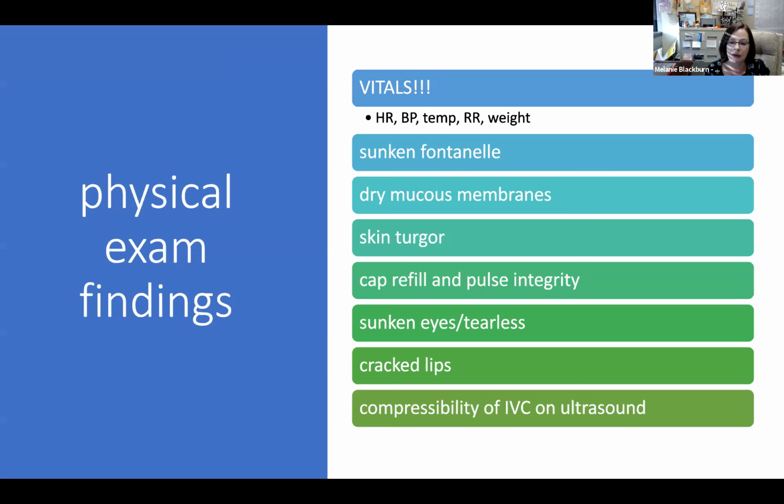And this one is for Dr. Norton. If you have a bedside ultrasound tool that you're using either in clinic or in the inpatient setting, remember that you can actually attempt to compress the inferior vena cava and see what the compressibility of it is. If you can easily compress the IVC and it doesn't rebound, then you know that the patient is volume depleted. And it's also a good marker, kind of like cap refill, of where we are in successfully replacing their volume. Does anyone have any other physical exam findings they want to add in?